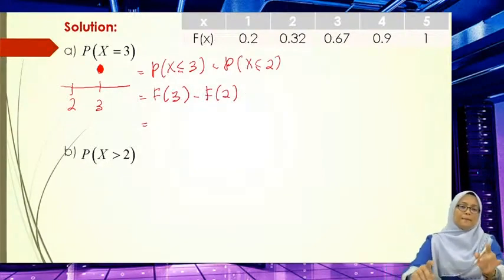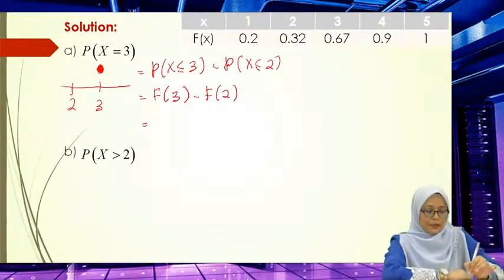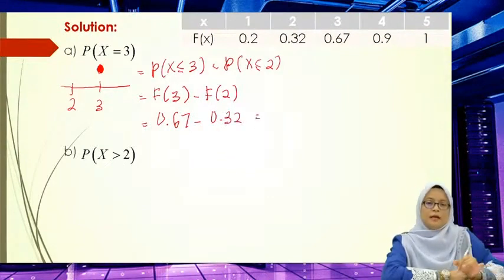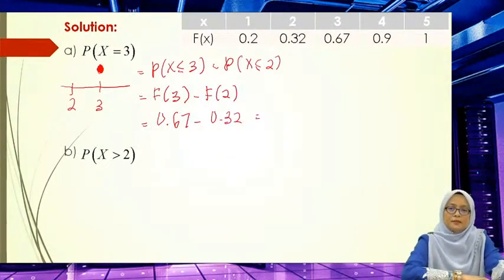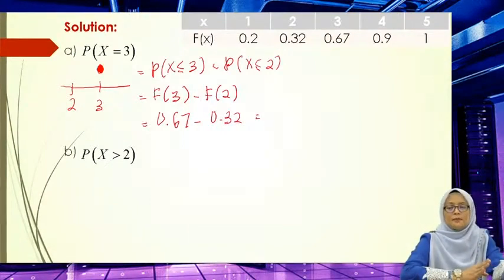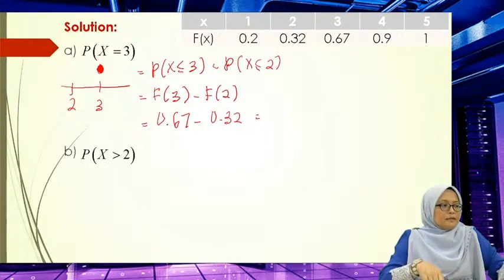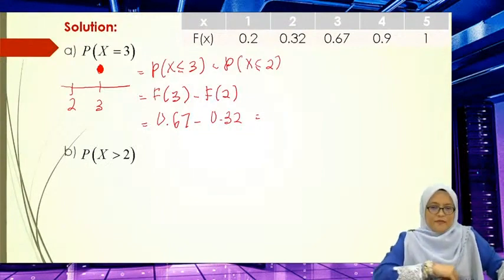So from your table, F3 is 0.67. So 0.67 minus F2 is 0.32. So kira dapat berapa? Ini masih dalam konsep probability, means that you punya value tak boleh lebih daripada 1, tak boleh kurang daripada 0. So ini yang akan dapat 0.35.